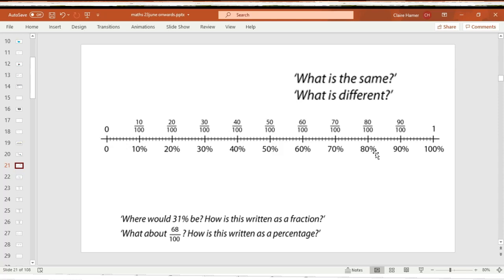Right. Now, look at the pattern. It's pretty straightforward that 20 hundredths is the same as 20%, 40 hundredths is 40%. There's no real rule to remember. Point to where you think 31% would be. How would you write that as a fraction? Write that down for me. 31% equals what fraction? What about 68 hundredths? Point to where that would go on the number line and write down that as a percentage, please. Pause the video and do that for me.